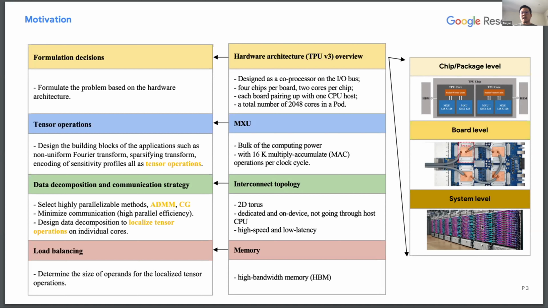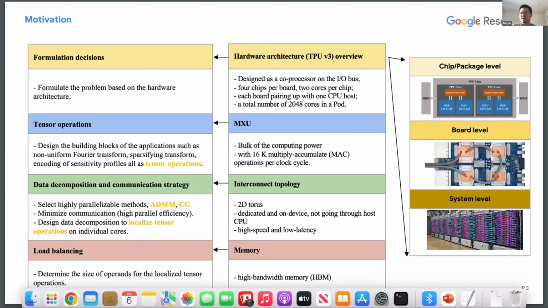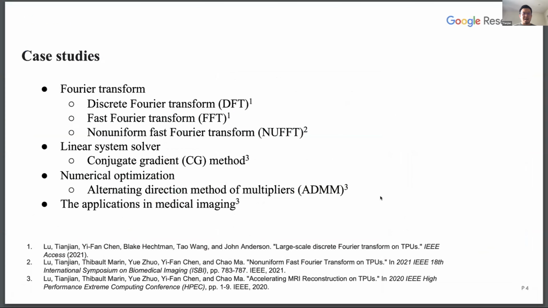Later on, when we try to solve these scientific computing applications, we need to design the building blocks based on the TPU hardware architecture. And that's how we do it in the following cases. For the case studies, we have the Fourier transform: DFT, FFT, and non-uniform FFT. We also have a linear solver, which is the conjugate gradient method. We also dive a little bit into numerical optimization with the alternating direction method of multipliers. And I will combine all these building blocks into medical imaging reconstruction.